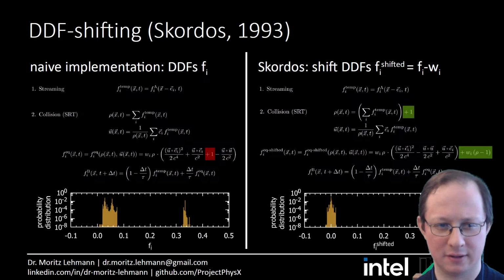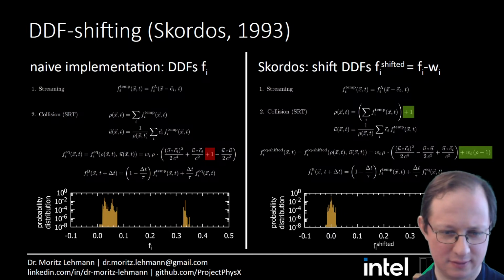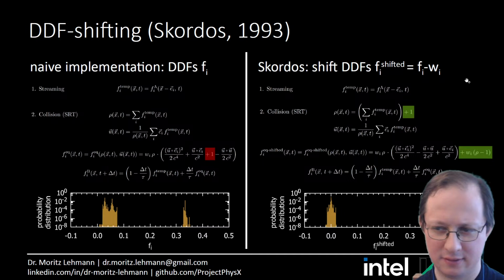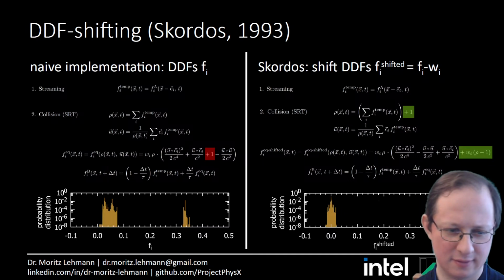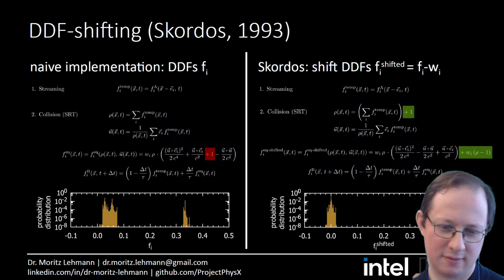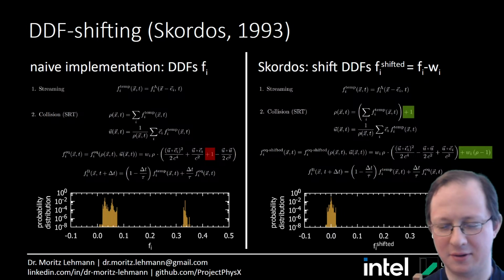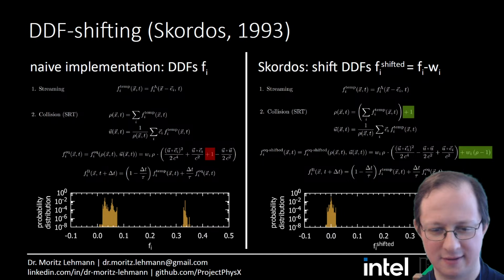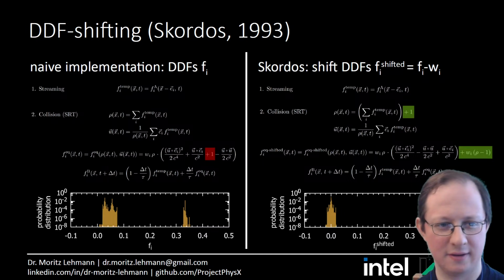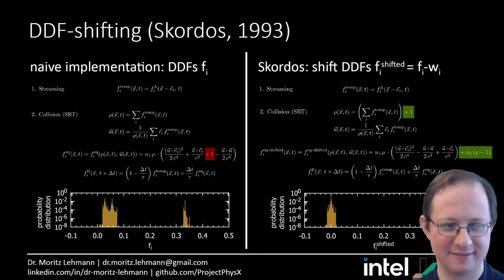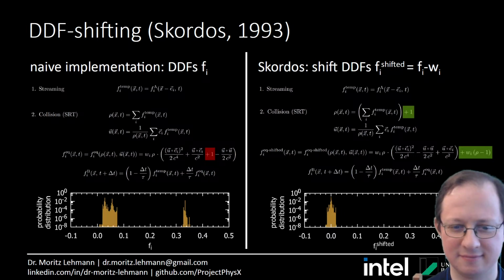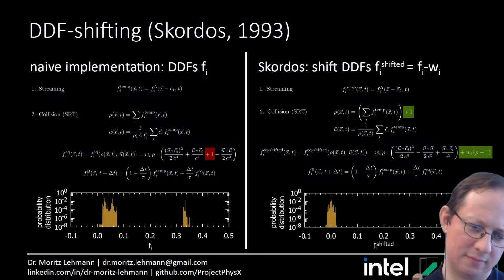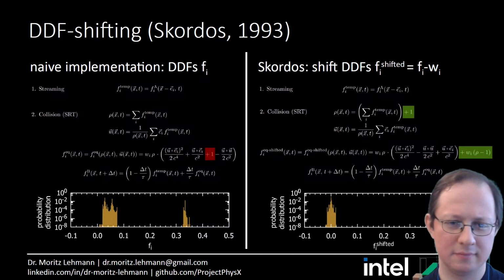So here on the left side is the native implementation of Lattice Boltzmann. And I've made a plot to look at where the density distribution functions are numerically, what numbers they are actually storing. And they are clustered around the lattice Boltzmann weights, which is like 1/3, 1/18, and so they're not nicely centered, but they're clustered around the weights.